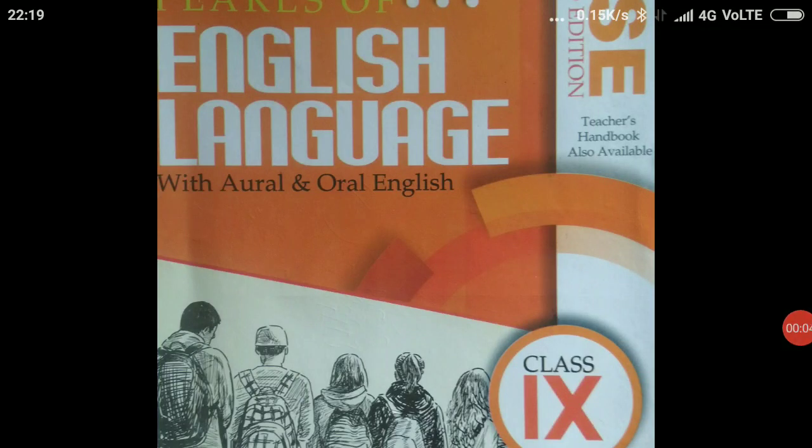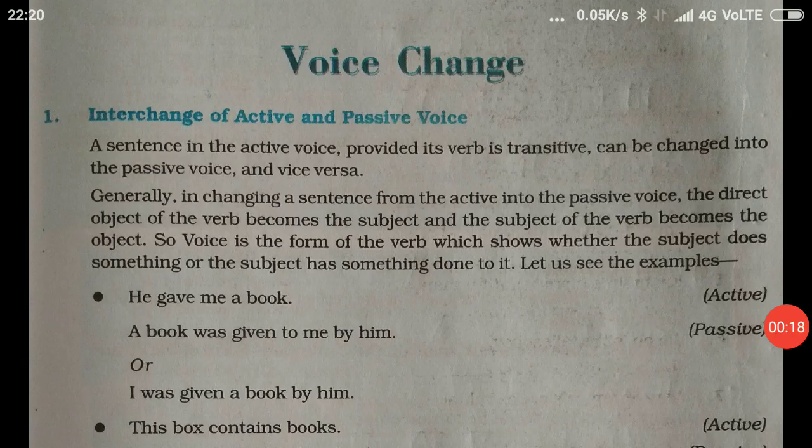Till now, I had taught you sentences and transformation of sentences, right? Now, today I am going to start a new topic. I mean to say active and passive voice. Let's see on page number 55, voice changes, right? First, here, interchange of active and passive voice, right? Means you will have to change active into passive and passive into active.